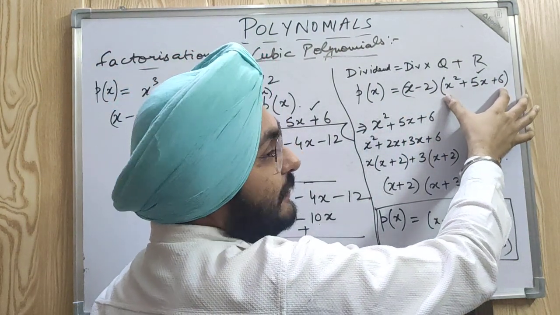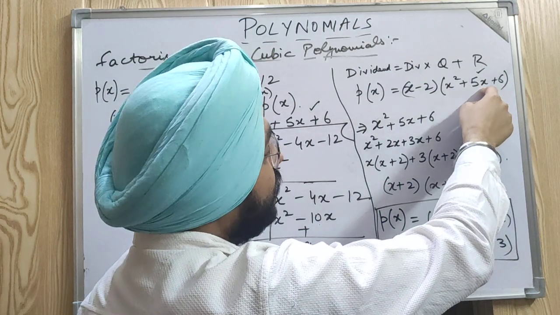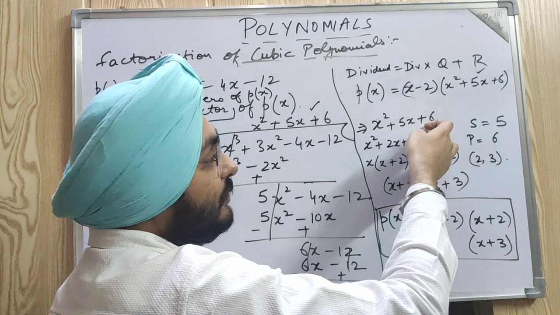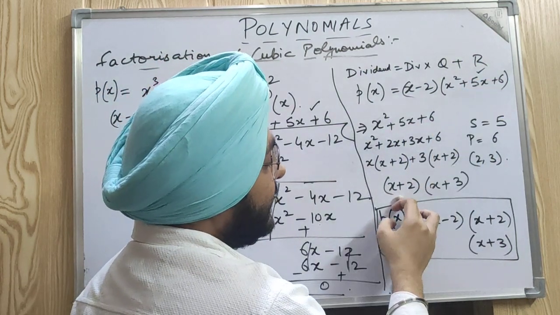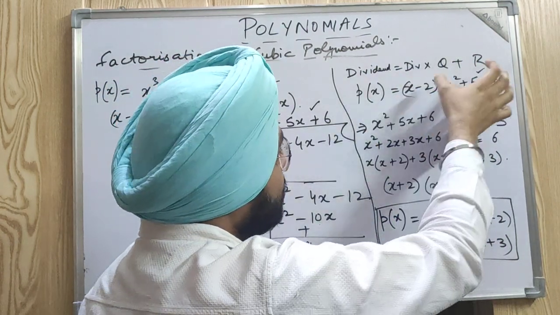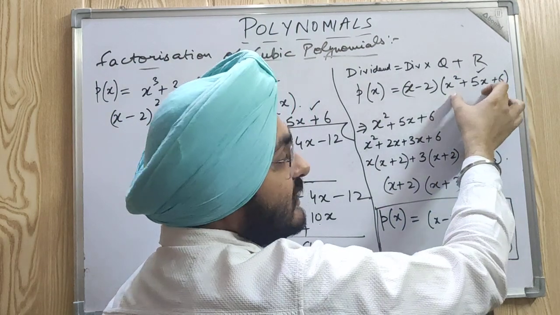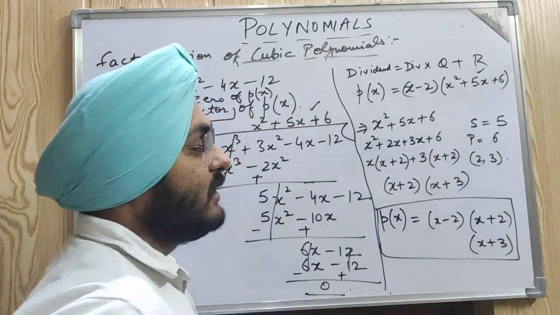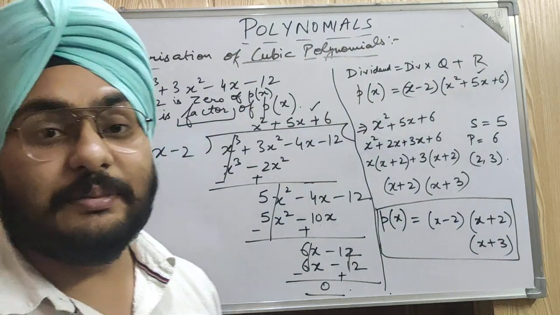The other two factors will be coming from this quadratic polynomial. So I am again factorizing this quadratic polynomial. On factorizing this, I will be getting x plus 2 and x plus 3. Then substituting this x plus 2 and x plus 3 in its place, I find x minus 2, x plus 2 and x plus 3. So in my opinion, this will be clear to you.